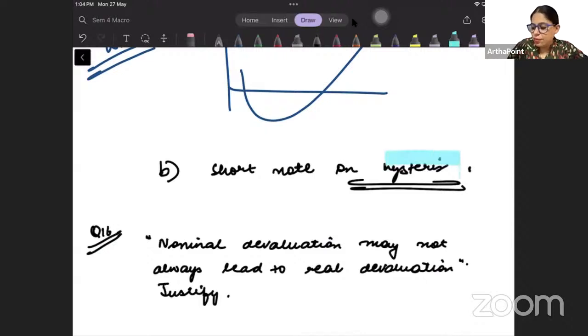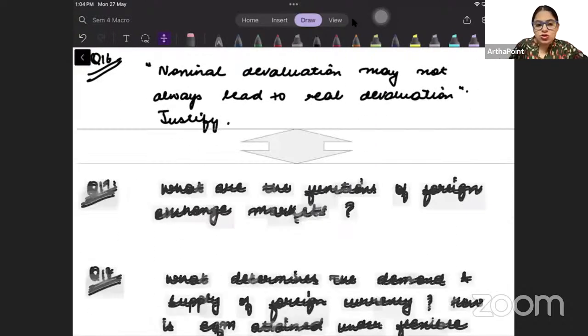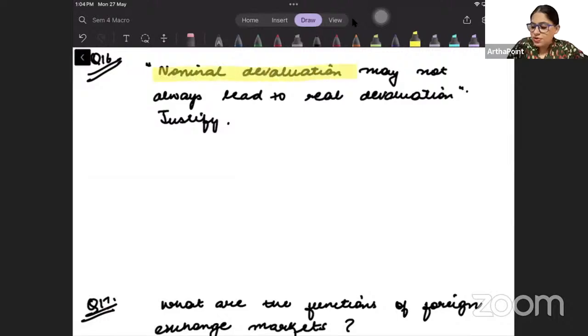Right? Again, an important word from the point of view of exam. Okay, beta, let's go to the next question. So the next question says, nominal devaluation may not always lead to real devaluation, justified.